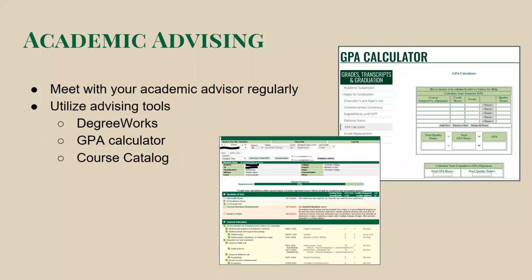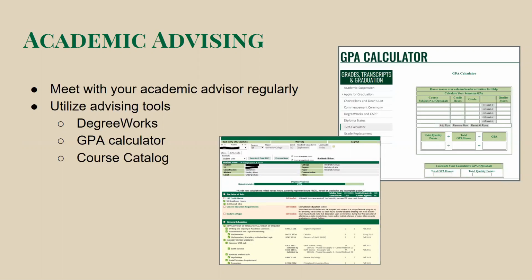And finally, one of our most important academic resources is your academic advisor. Your advisor is the person who will help you understand your academic plan for your major, and they're the ones who are going to be giving you your course recommendations each semester before registration happens.